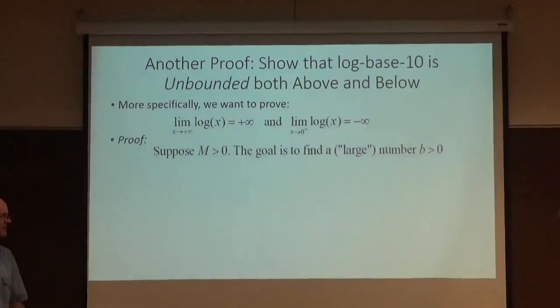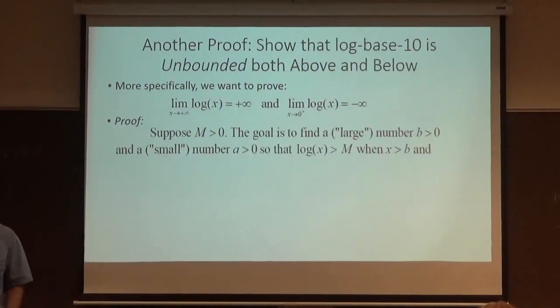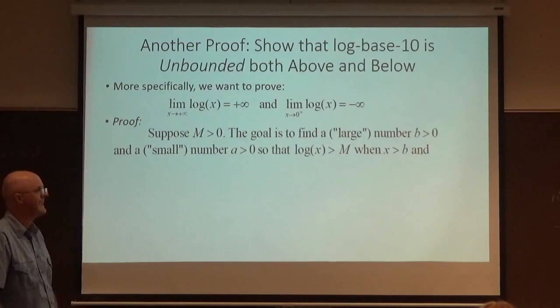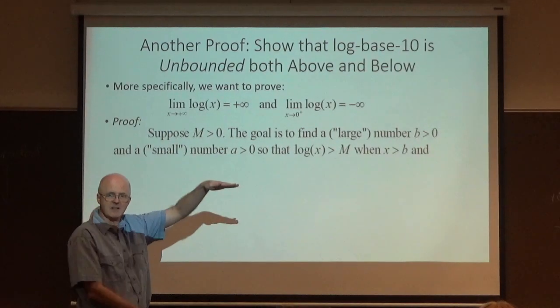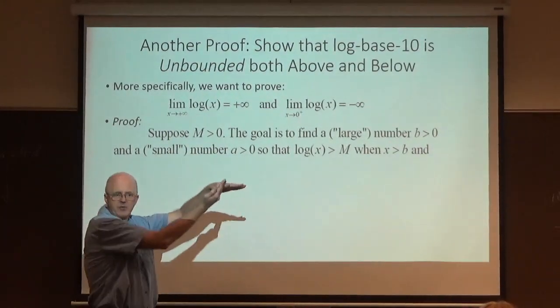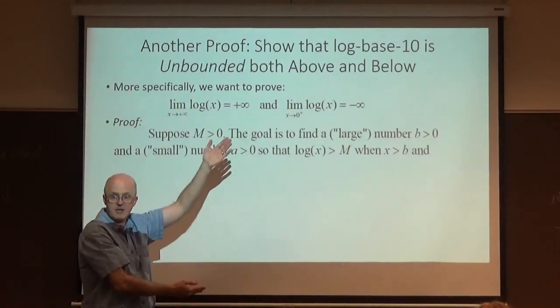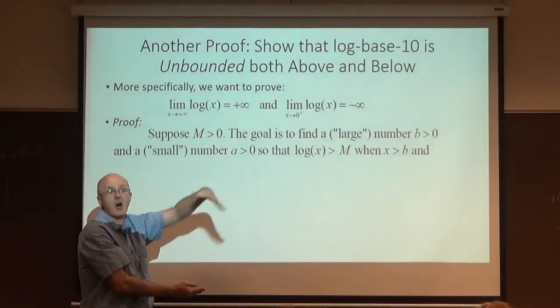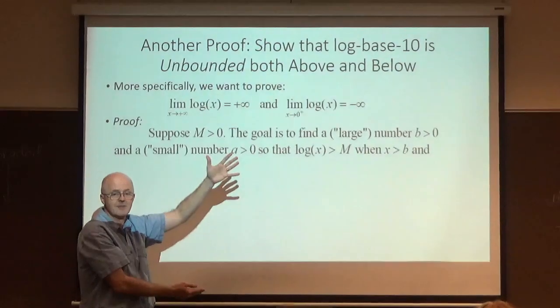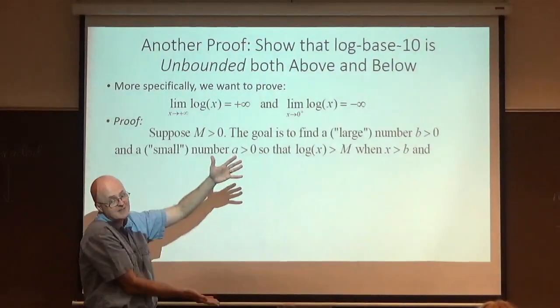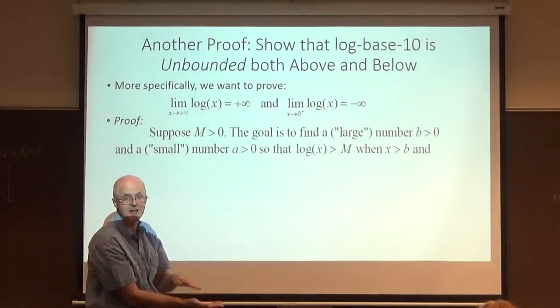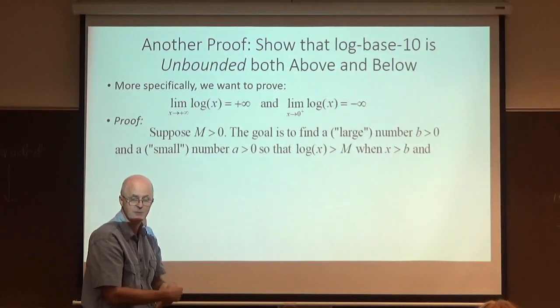Suppose m is positive. What is our goal? To prove this. M is going to represent the horizontal line that I want to get above. Y equals m. M could be really, really humongous. It's arbitrary. It doesn't matter how big it is. And I'm going to also let negative m, y equals negative m, be the horizontal line I'm trying to get below as x goes to 0 from the right.